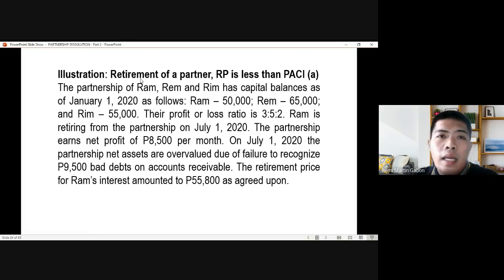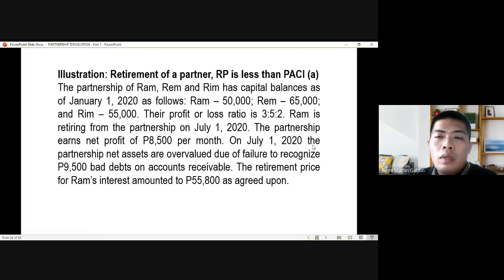Next, retirement price of a partner. Retirement of a partner where the retirement price is less than the partner's adjusted capital interest. So, RAM is retiring from the partnership on July 1, 2020. The partnership earns profit of 8,500 per month.